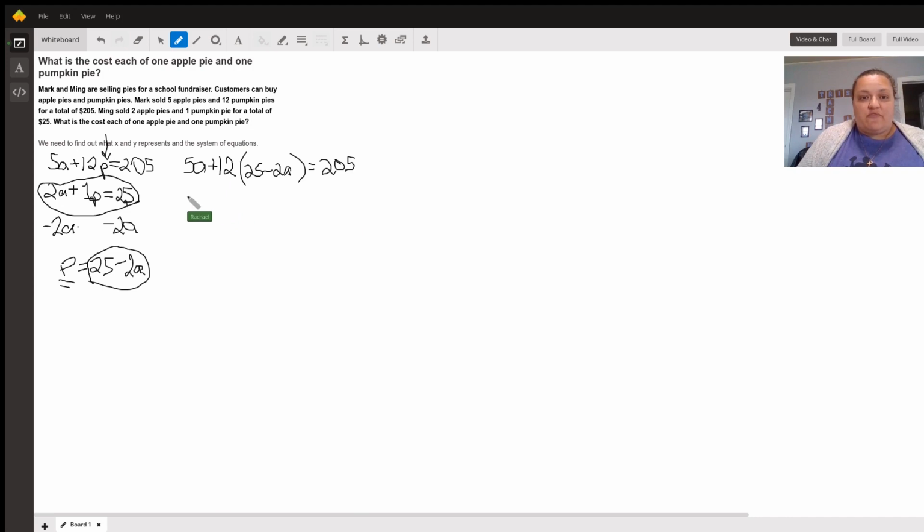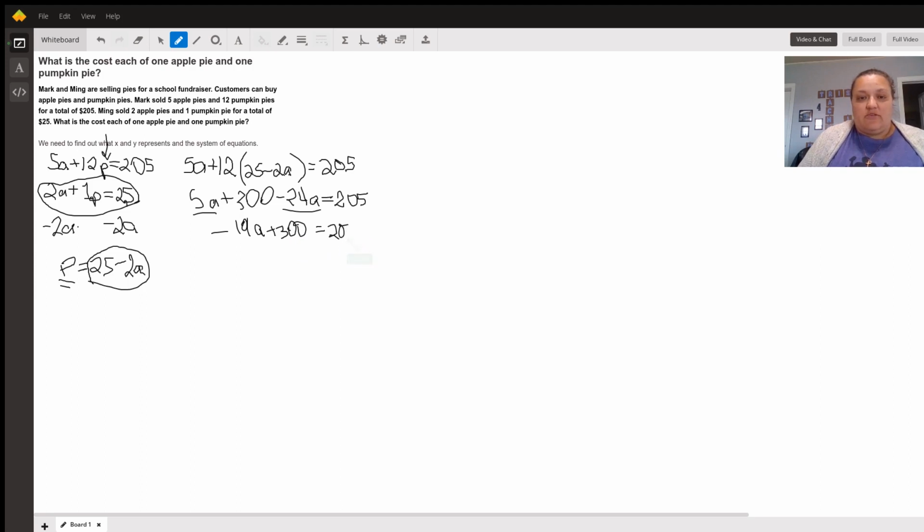Okay, so 5A plus 12 times 25, which is 300, minus 2A times 12. So 12 times 2 is 24A equals 205. All right, so now we're going to combine like terms. 5A minus 24A, so we get negative 19A, plus 300 equals 205.